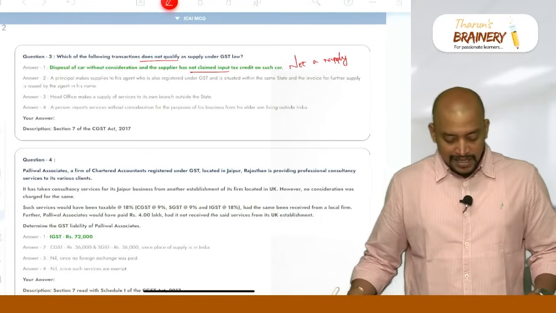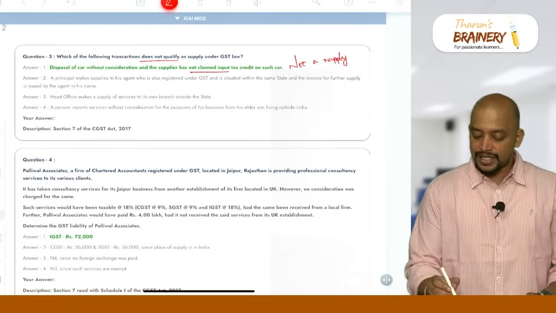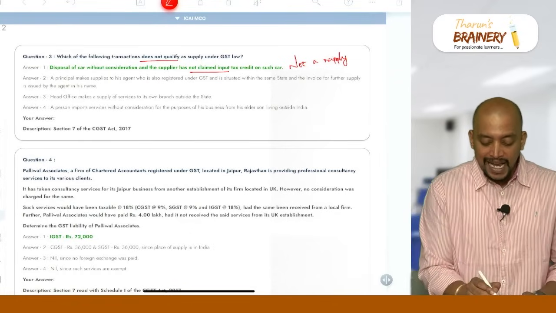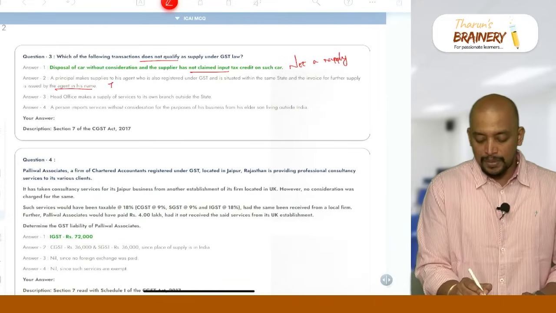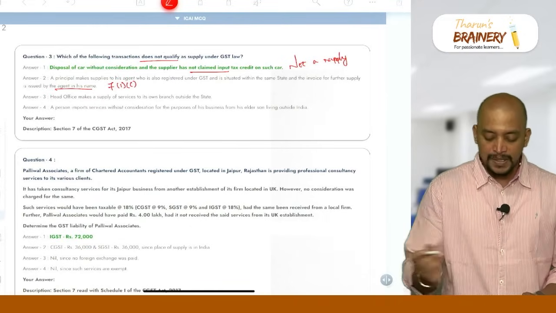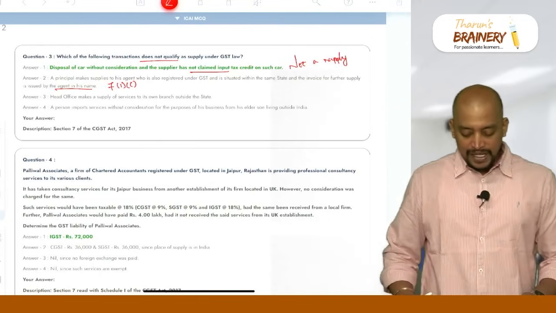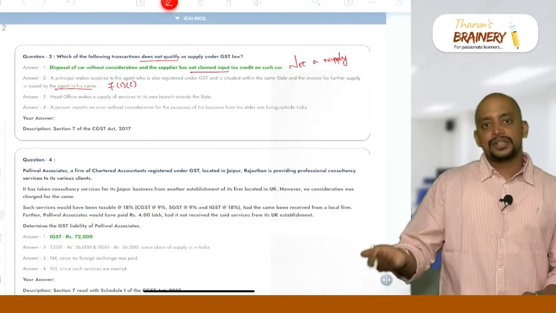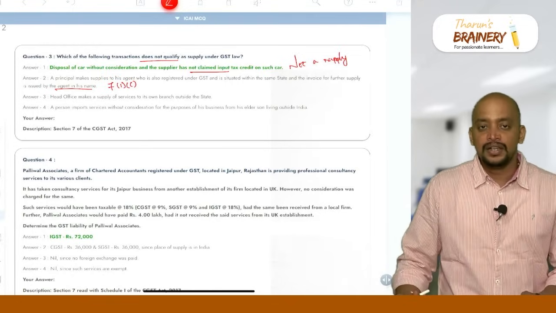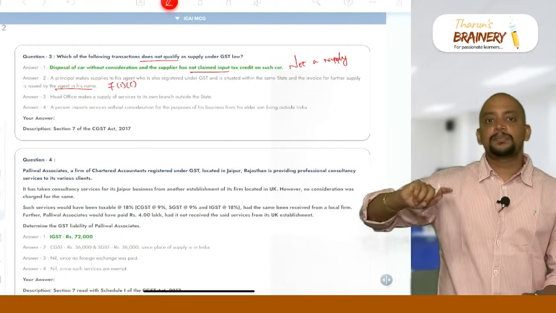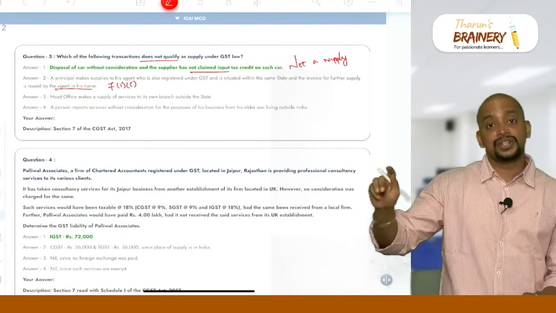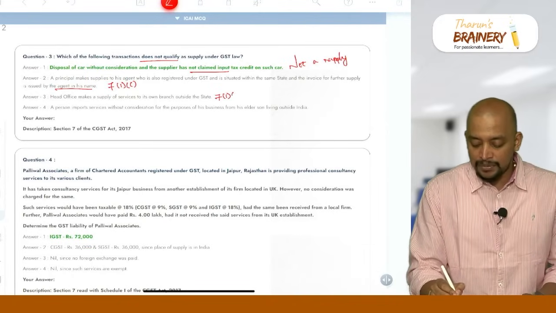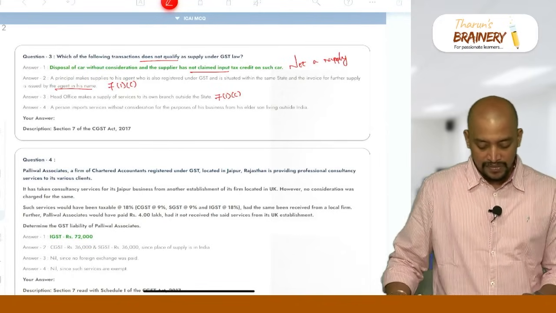Then a principal makes supplies to his agent who is also registered under GST and situated within the same state, and the invoice for further supply is issued by the agent in his name. Then it will become a supply under 71C, a principal-agent transaction. Head office makes supply of service to its own branch outside the state. In every state they will have a distinct person, whether registered or not registered. So it becomes a transaction between distinct persons, supply under 71C.